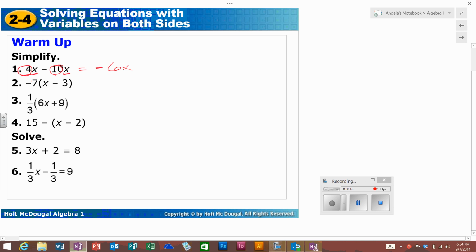All right, for this one, we're going to distribute this negative 7. So we get negative 7x plus 21. Same thing, 1/3 distributed to each. So we could write this out this way if this helps. 1/3 times 6 over 1x plus 1/3 times 9 over 1, which becomes 2x plus 3.